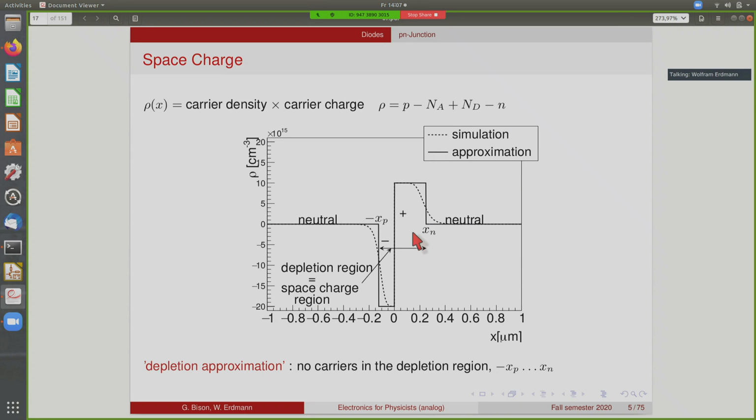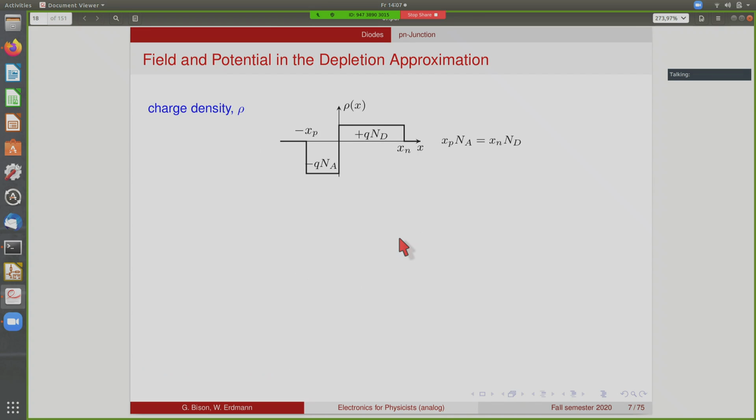So in the next steps, we'll make an approximation here. So this varying curve will be approximated by a simple box curve, where we say that there are no carriers inside the depletion region and the normal density outside the depletion region. This is called the depletion approximation, because we say there are absolutely no carriers inside the depletion region. And so these two points we'll call minus xp and plus xn. And then one can actually make a simple calculation here to find the field and the potential in this approximation.